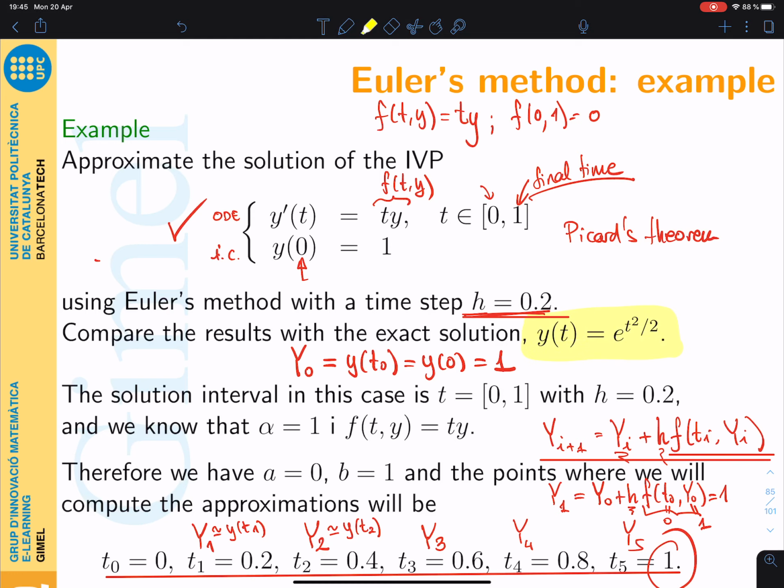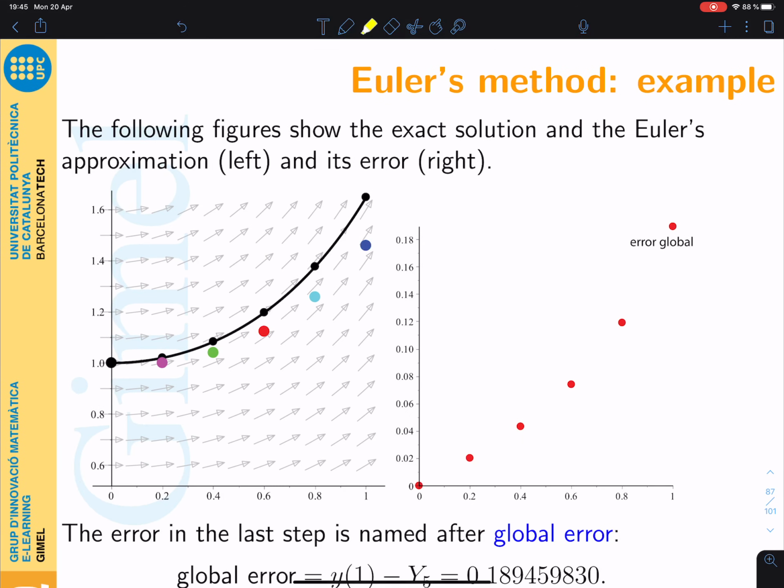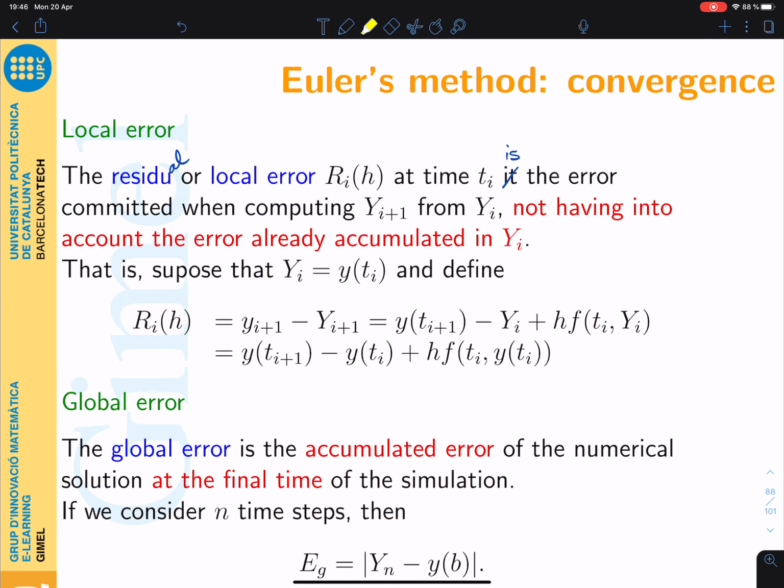Okay, and as we know the exact solution of the problem, we can compare the errors. I think it's better to see that in this figure. We are plotting here the different errors, okay? In the initial point, the error is 0, but then at the next points, the error starts increasing. The error at the final point, at the final time, is also called global error, okay? And what we will see now is two very important definitions, the local error and the global error.